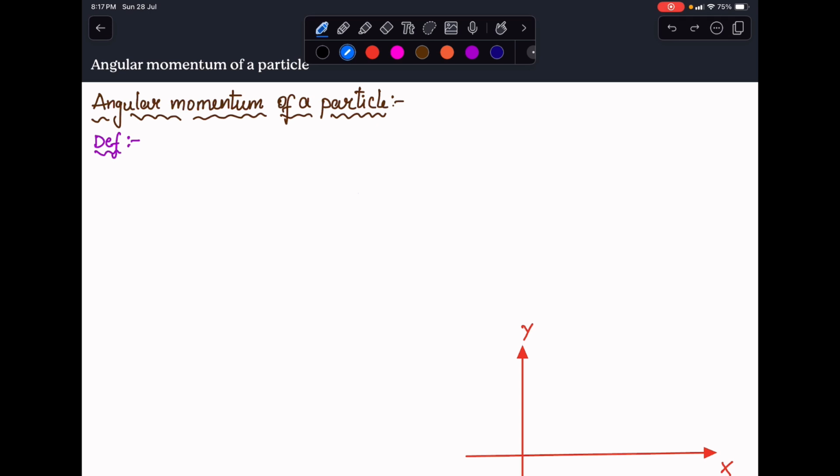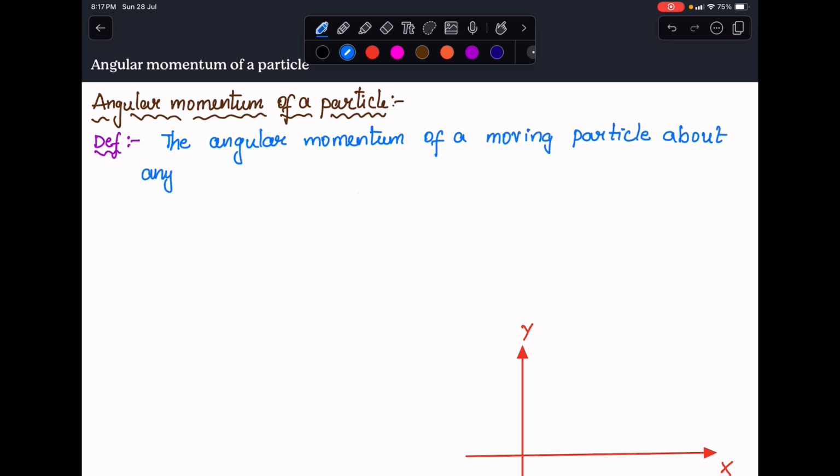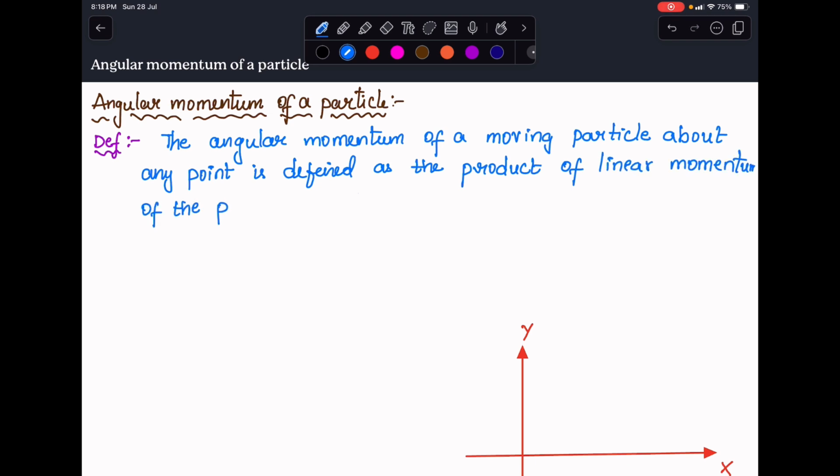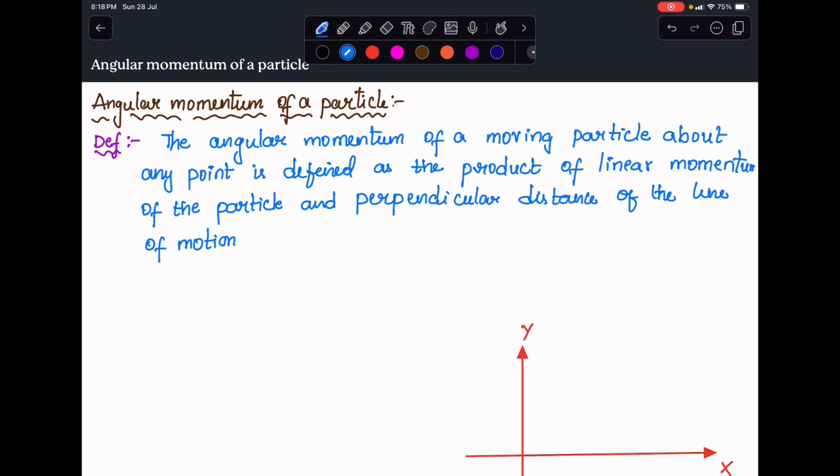Okay. So let me write the definition of the angular momentum of a particle. It is defined as, simply see, the angular momentum of a particle, or a moving particle, about any point. So the angular momentum of a moving particle about any point is what we are going to calculate. Similarly, while doing the numericals also you need to do the same, right? It is defined as the product of the linear momentum of the particle and the perpendicular distance of the line of motion from the given point. So this is the definition of the angular momentum of a particle.